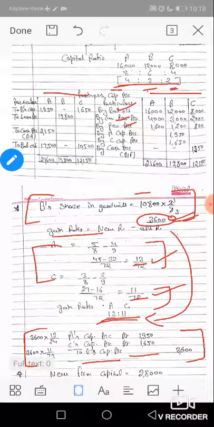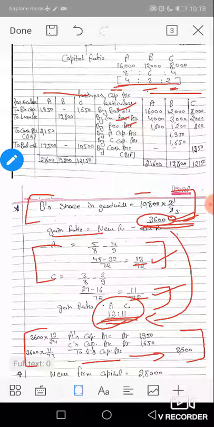So B is credited with the amount 3,600, and these 3,600 will be debited to A and C in the ratio 13 to 11. So A's capital account is 3,600 into 13 upon 24, which is 1,950. In case of C, 3,600 into 11 upon 24 is 1,650. So 3,600 is debited to A and C as 1,950 and 1,650. So this is the adjustment of goodwill.